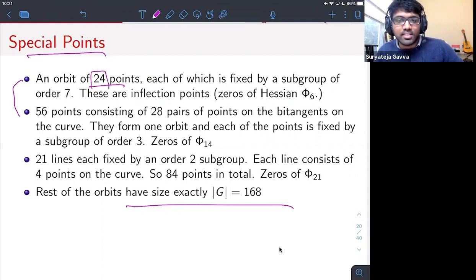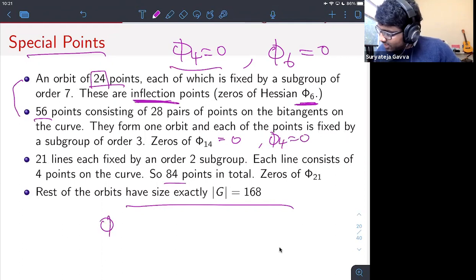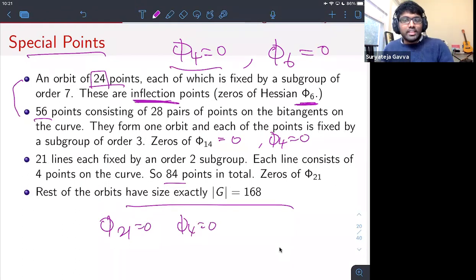For instance, there's an orbit of 24 points, which corresponds to the centers of the faces. In the algebraic perspective, they exactly correspond to inflection points. Inflection points are the zeros of the Hessian, and hence they're zeros of this second invariant polynomial. So these special points satisfy the first invariant equal to 0 and also the second invariant equal to 0. There are 56 other special points which satisfy the third invariant phi 14 equal to 0, and phi 4 equal to 0. And then there are 84 points which satisfy phi 21 equals 0 and phi 4 equals 0. So there are some special points coming purely from algebra, but they correspond exactly to 24 face centers, 56 vertices, and 84 edge centers.